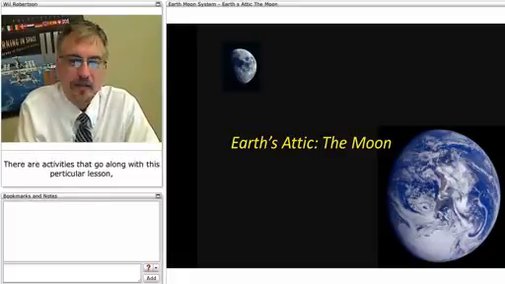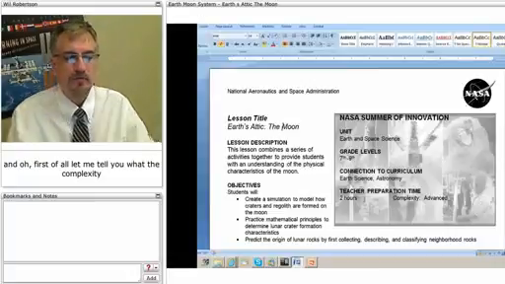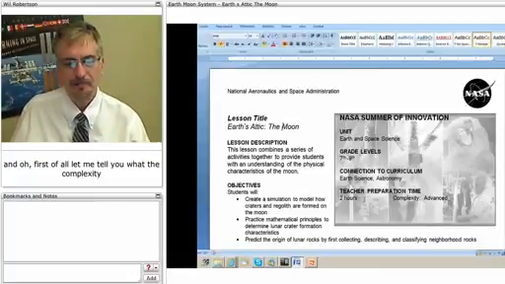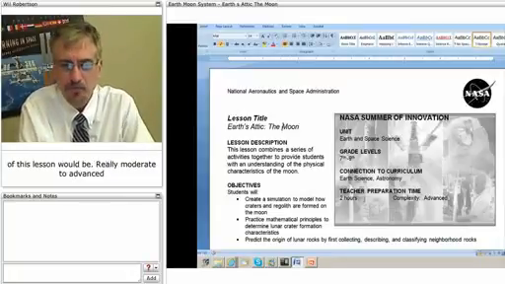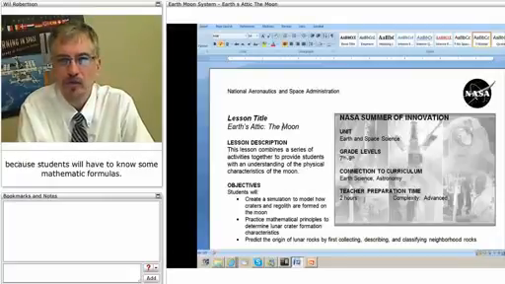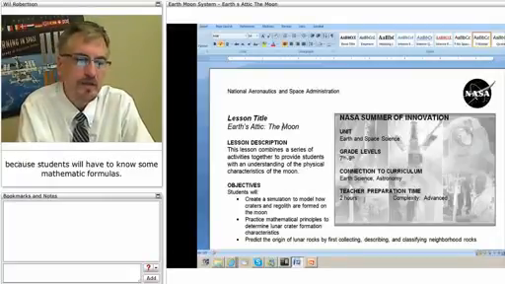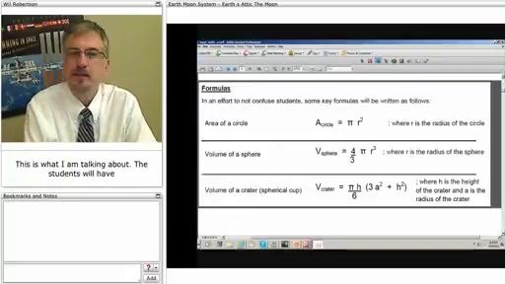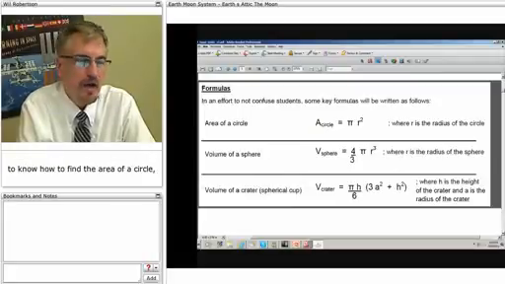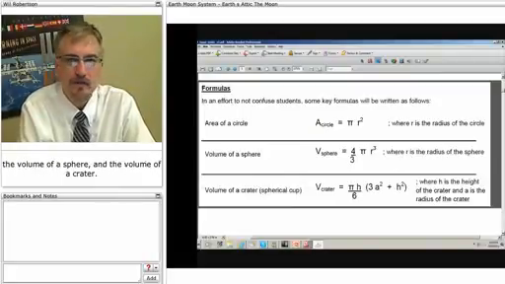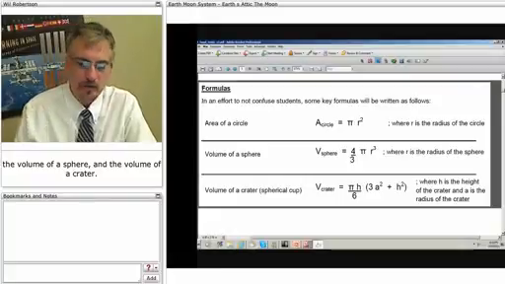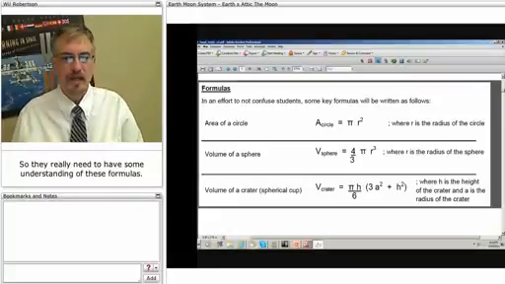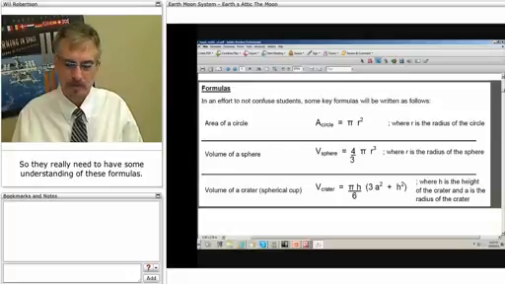There are activities that go along with this particular lesson, and first of all, let me tell you that the complexity of this lesson would be moderate to advanced, because students will have to know some mathematic formulas. It's for grades 7th through 9th. The students will have to know how to find the area of a circle, the volume of a sphere, and the volume of a crater. So they really need to have some understanding of these formulas.